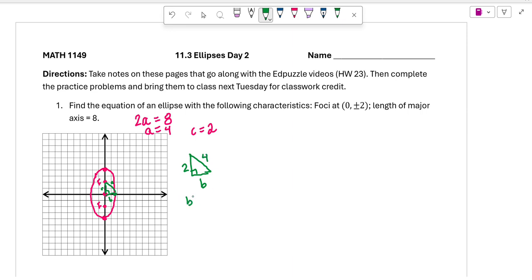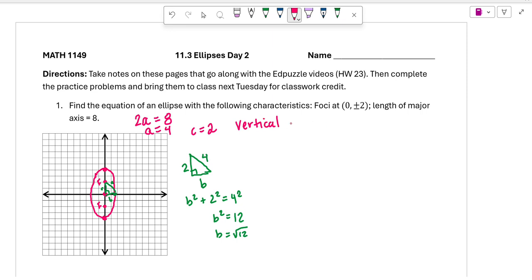So we just do b squared plus 2 squared is equal to 4 squared. So b squared is 16 minus 4, or 12. All we really need is b squared, but sometimes people like to know what that b length is, so it's the square root of 12. We've also established that it is in the vertical direction.